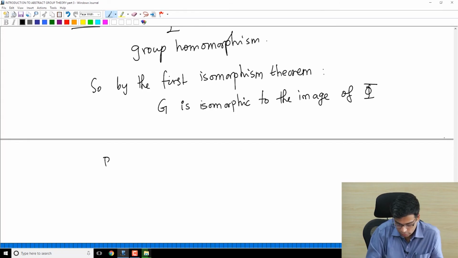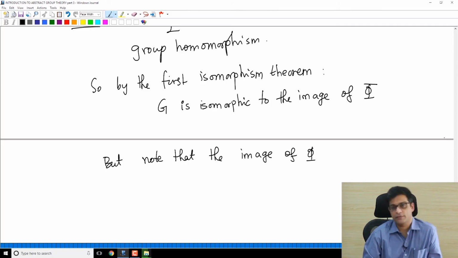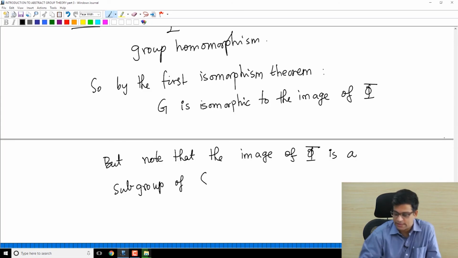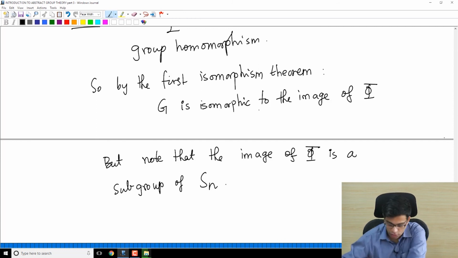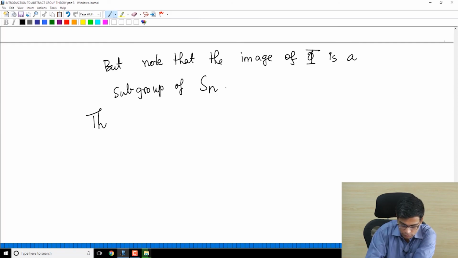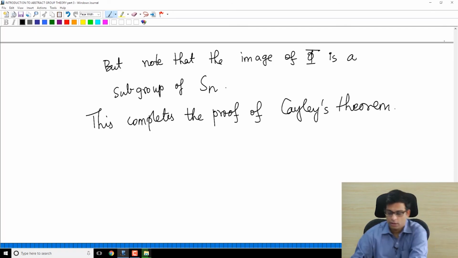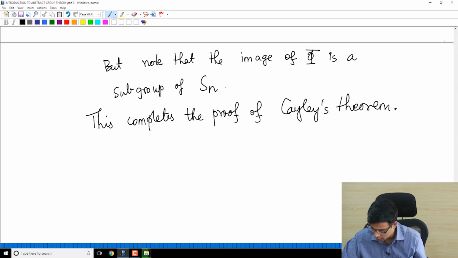But note that the image of phi, in general, the image of a group homomorphism is always a subgroup of the target group. In this case, this is Sn. So the image of phi is a subgroup of Sn and G is isomorphic to it. So this completes the proof of Cayley's theorem, right? We remember what Cayley's theorem was. So that was the beginning of this video.